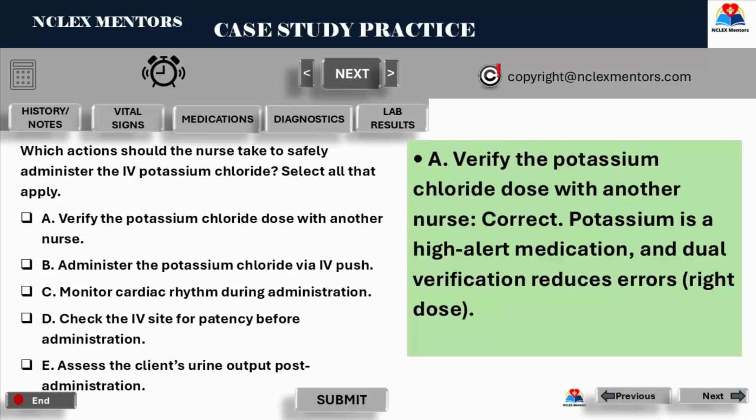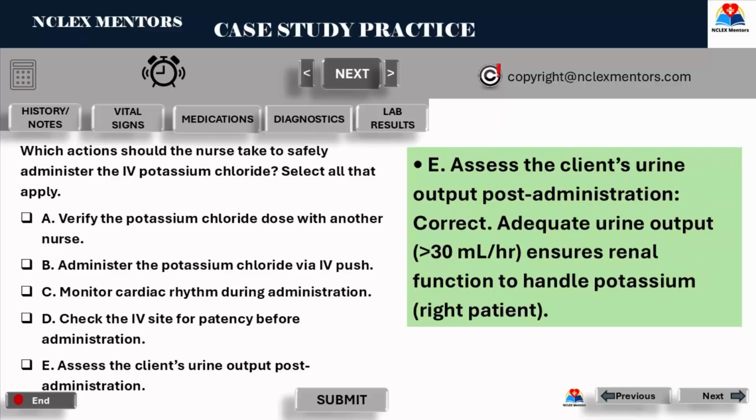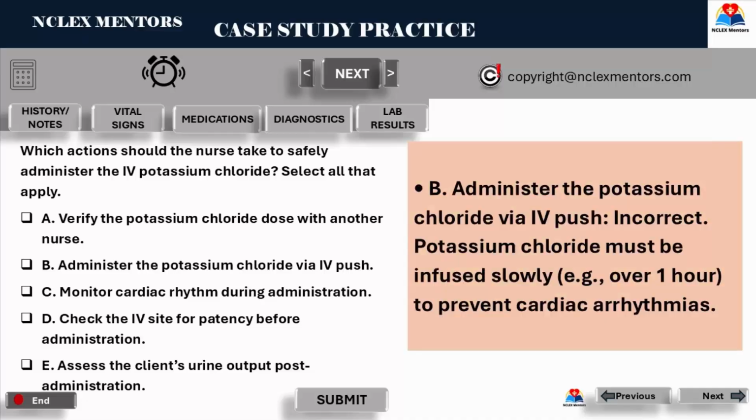Correct answers: A, C, D, E. Why? Yes, this is a high alert med. Double check with another nurse. C, absolutely. Potassium affects the heart rhythm. Monitor that ECG. D, yep. Infiltrated potassium can cause serious tissue damage. E, always check urine. If kidneys aren't working, potassium builds up dangerously. Never IV push potassium. That's a code blue waiting to happen.